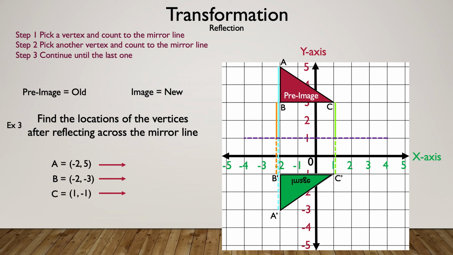And now we can just go ahead and find A prime, B prime, and C prime, which in this case, A prime is -2, -3, B prime is -2, -1, and C prime is 1, -1.